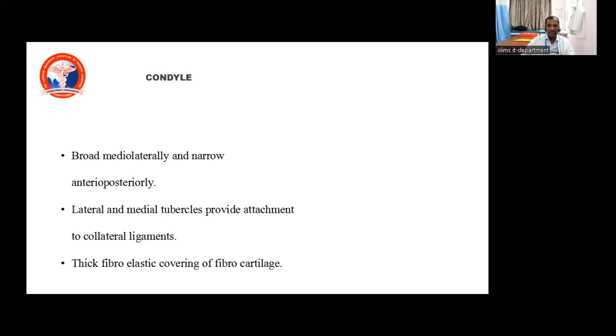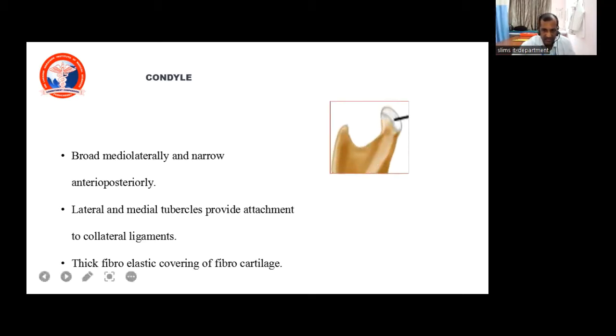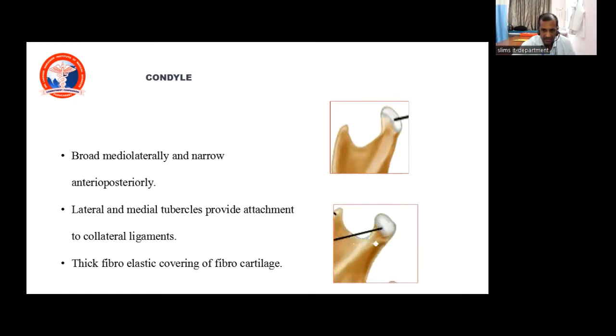There is a thick fibroelastic covering of fibrocartilage. This is regarding the structure of the condyle. Now, can you see the head of the condyle? It is broad mediolaterally, and it is narrow anteroposteriorly. The lateral and the medial tubercles provide attachment for the collateral ligaments.